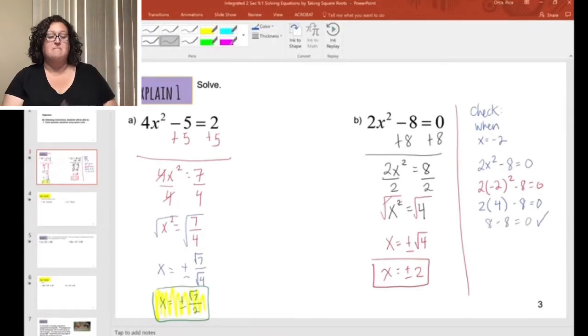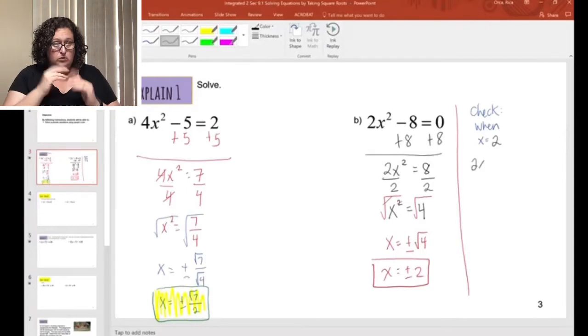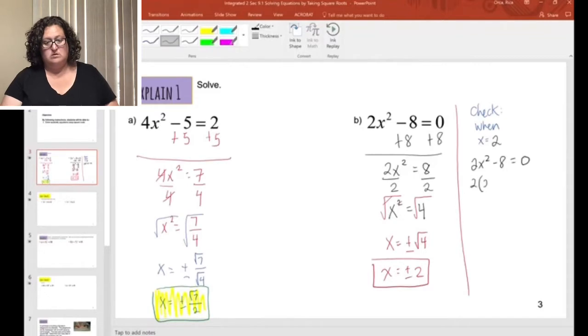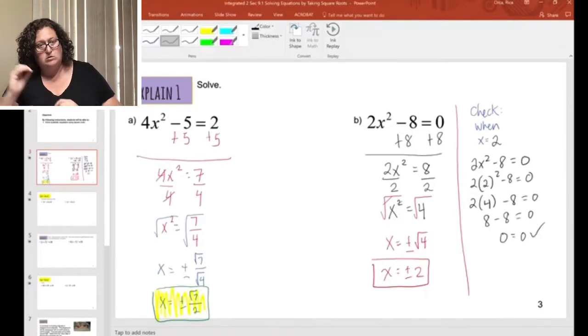Now let's check positive 2. I'm just going to fast forward the clip. So we fast forwarded the clip, and now we're plugging in positive 2. When x equals 2, we'll have 2x squared minus 8 equals 0. That's 2 times 2 squared minus 8 equals 0. 2 squared is 4, and 2 times 4 is 8. 8 minus 8 is 0, so 0 equals 0. And it checks.